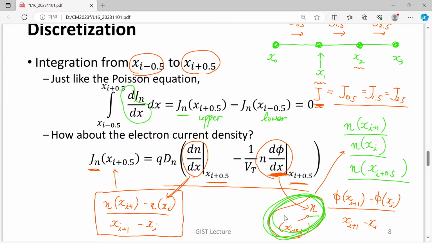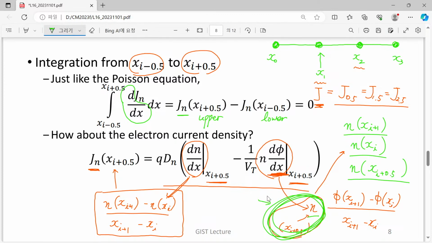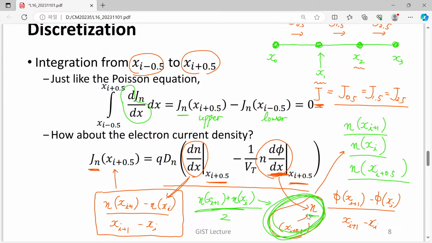Although we made a linear approximation, right now we have direct information about this one. If we just strictly follow the linear approximation, what you can do is quite simple. Since this is just a midpoint, I will just take the average between them, the arithmetic average, and then we will get the electron density at the midpoint.